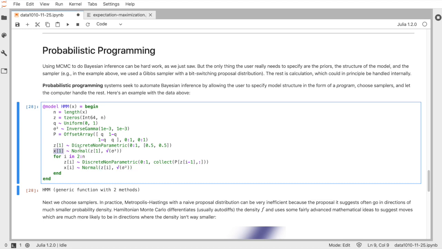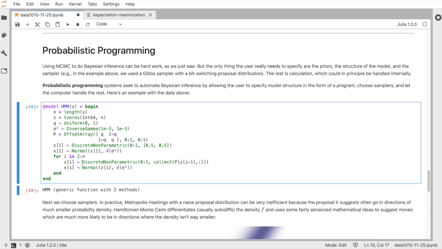So x1 is going to be normal with mean z1 and variance sigma squared. So that was specified in the model. We said that we're going to add to z1 a normal random variable with mean 0 and variance sigma squared. So in the end, x1 has a mean of z1 and a variance of sigma squared. And then we just loop through to fill out the rest of the Bayes net.